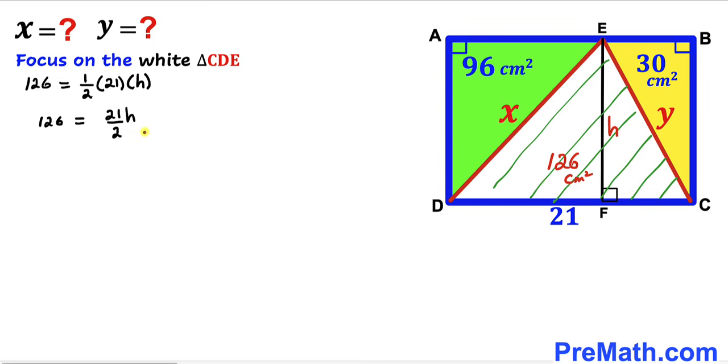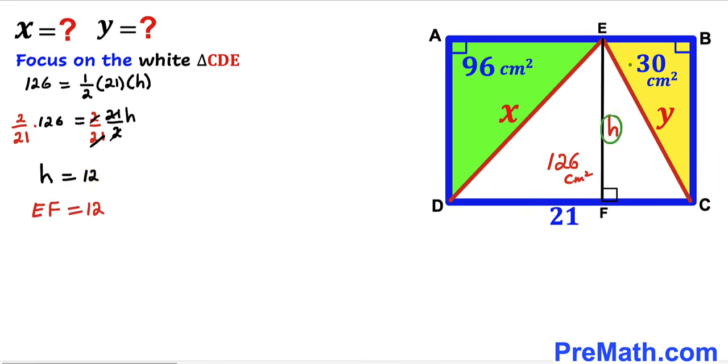Now I am going to isolate h by multiplying by the reciprocal of this fraction. I'm going to multiply 2 divided by 21 on this side, and 2 divided by 21 on this side as well. Here we can see 21 and 21 cancel, and 2 and 2 cancel. So our height h turns out to be 12 cm. This height h is the same as this length EF, so this perpendicular EF is 12 cm.